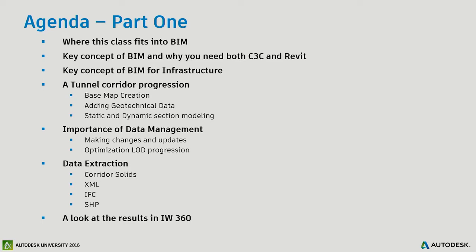Where this class fits into your BIM process, why you need both Civil 3D and Revit, the key concepts for BIM for infrastructure, the tunnel progression, which is going to be the example we're going to use to demonstrate BIM for infrastructure, the importance of data management. Now, I'm not going to do Vault, but we are going to talk about how we manage our data so that we can be successful with dynamic modeling. Then we'll do data extraction, and then Safi's going to talk about Revit, and then we're going to come back and put the results into InfraWorks.